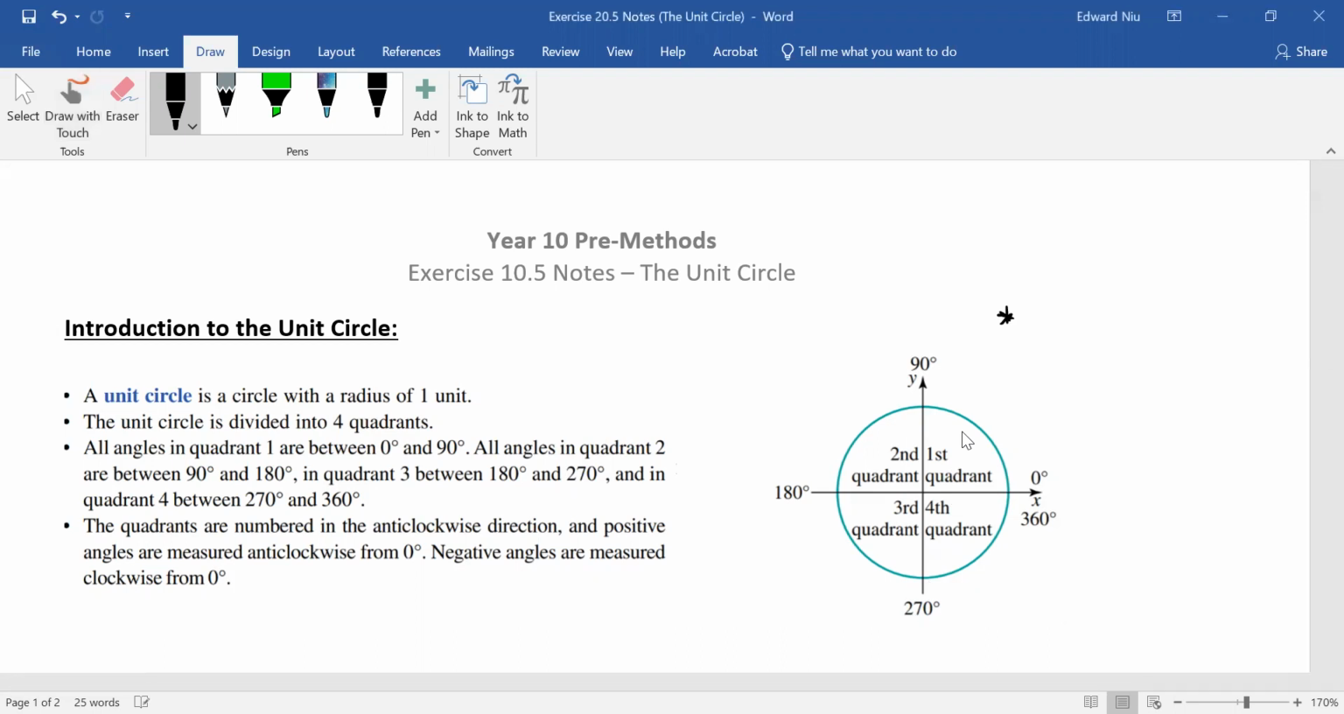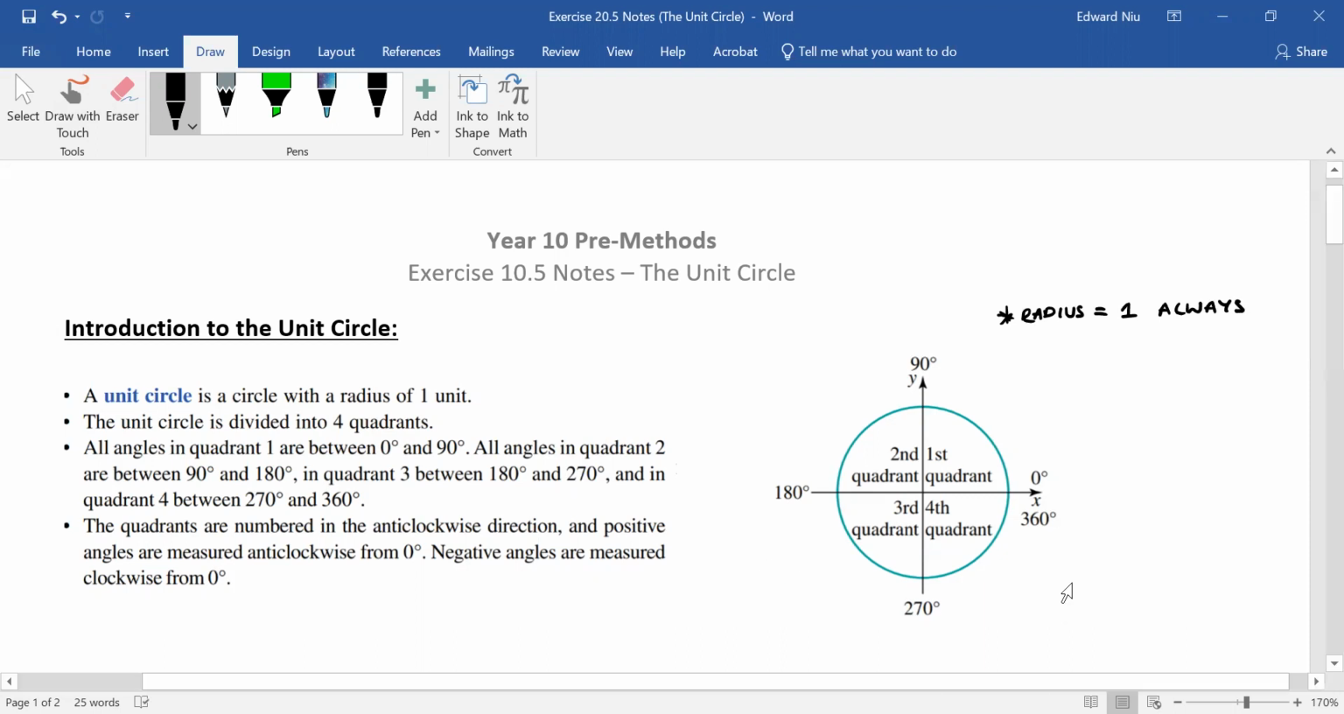Okay, so radius equals 1 always. Now, for year 10, all we look at with the unit circle is with degrees. In methods, we convert everything into radians, which is essentially us using pi. So just for your reference, obviously 0 is still 0. But once we get into year 11 and 12, start getting used to seeing 180 degrees as pi.